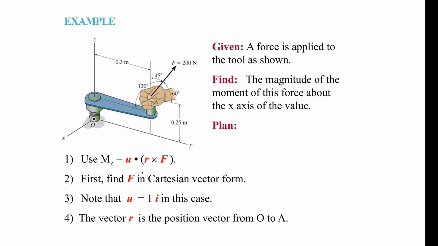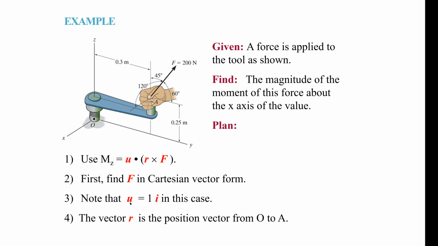So the first thing is you can find this M_Z, which they're stating is the moment about this line of action, represented by X. That's what they're asking for here. The first part is find F in Cartesian form. Then you represent U. You can do this first, whatever the ordering, but these are the four main steps.